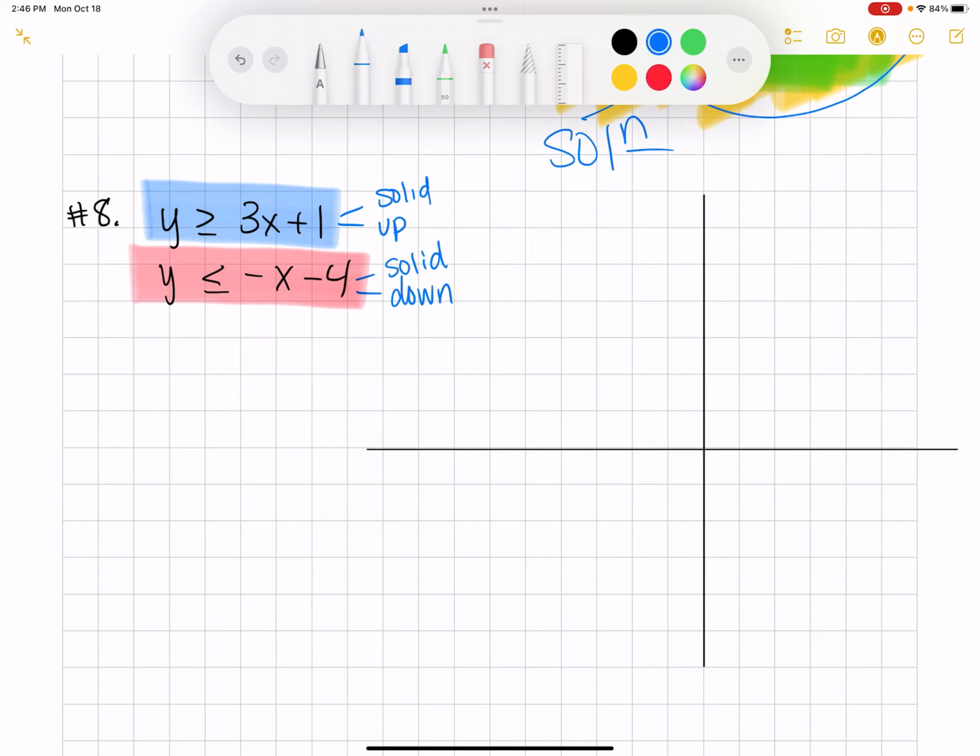All right, so how do I graph this one? It's the 3 on the x. You start with the 1 and then you go up through. Okay, so start at 1 on the y-axis, and then I'm going to go up 3 over 1.